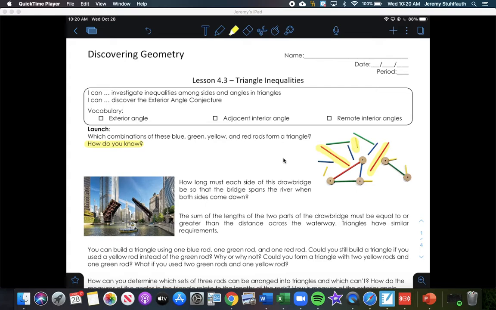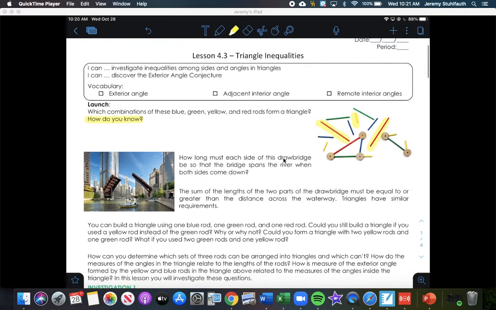Now, the question of how do you know, you might not know right now how you know. Your reason might be that you would need to take those three rods and put them together to see if they make a triangle. So what we're going to look at today is how do we know if three different rods, or three different sides of certain lengths, make a triangle.